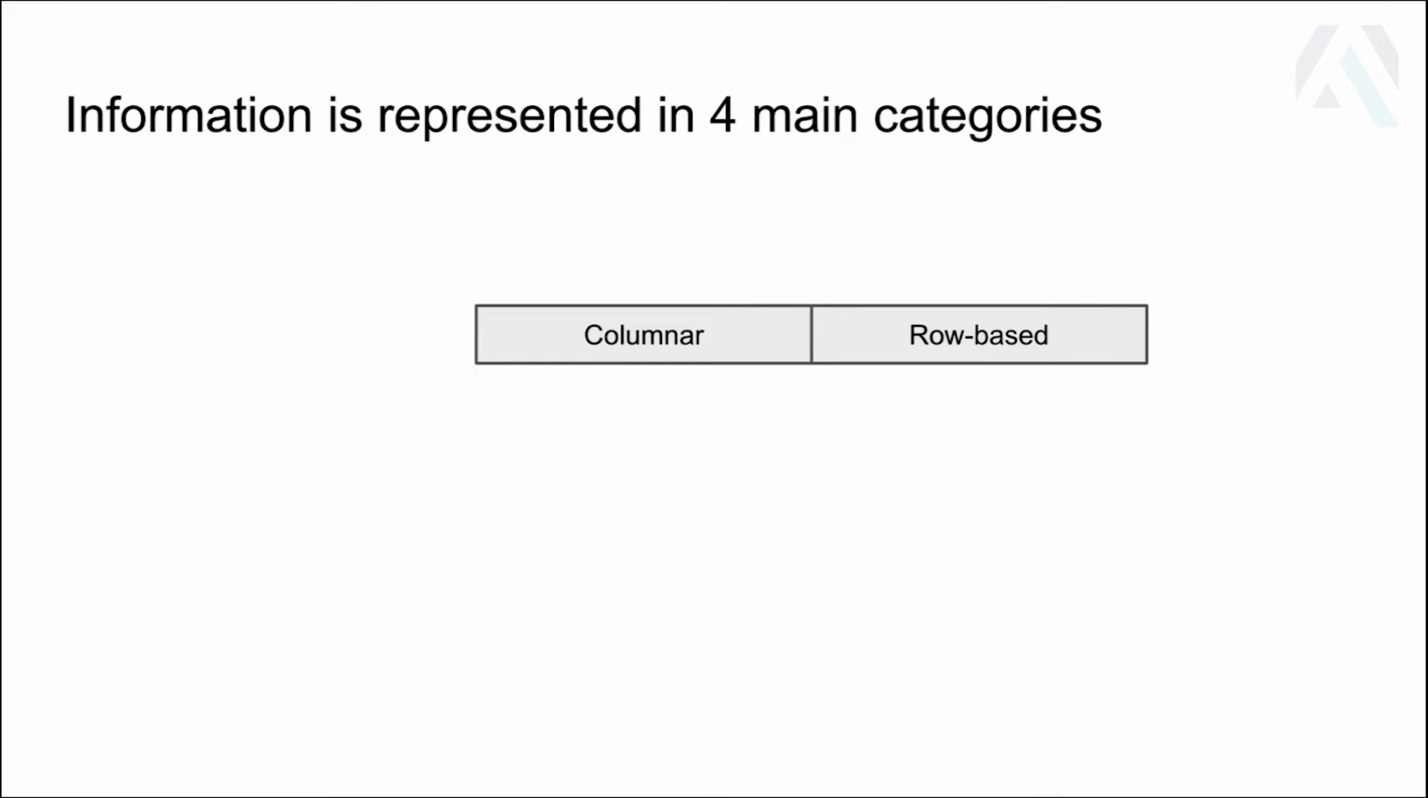So coming back to the problem of designing an Arrow library, I will need to introduce three concepts before going to the main design choices. That's what I'm going to do now. The first one is that, for myself, information is represented in four main categories. So you have the columnar-based format and the row-based format.